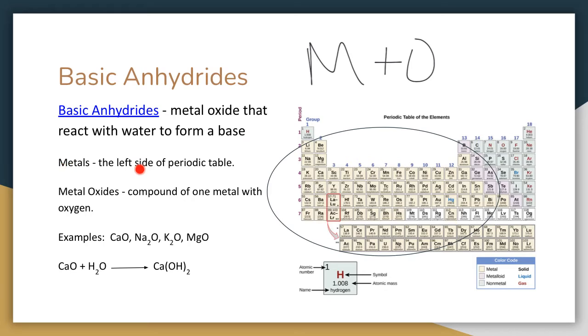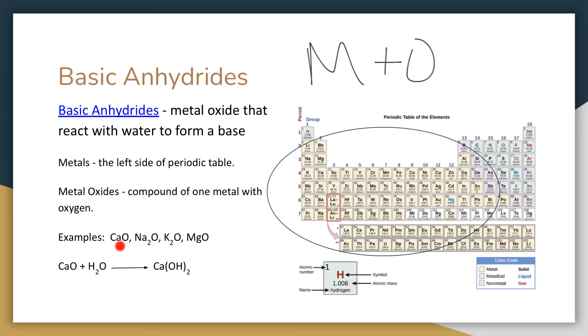Metals are going to be on the left-hand side of the periodic table, so all these in like this light yellowy color here. Those are all going to be our metals. Notice that hydrogen does not fall into that group. So we have our metals attached to an oxygen, which is a nonmetal.